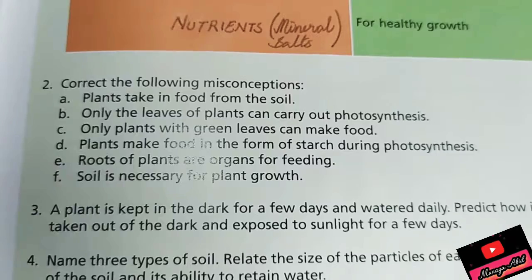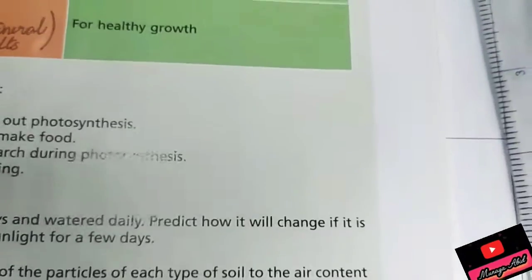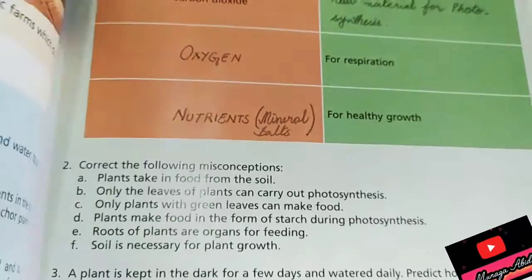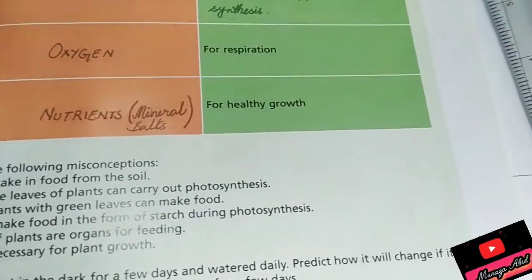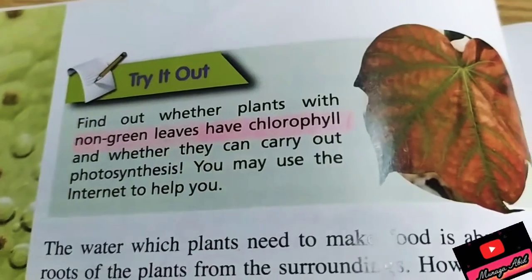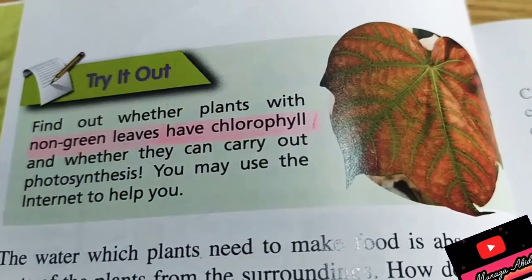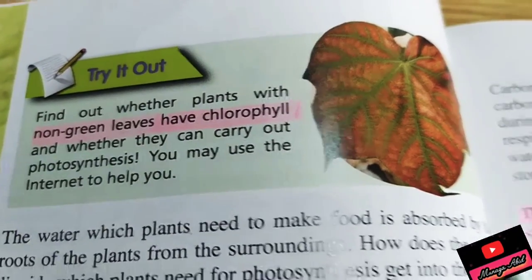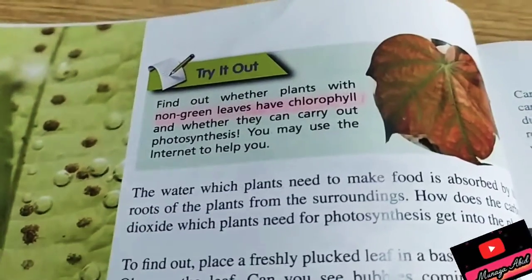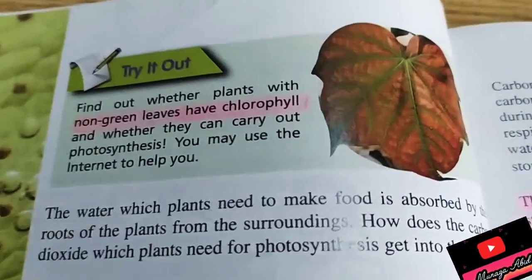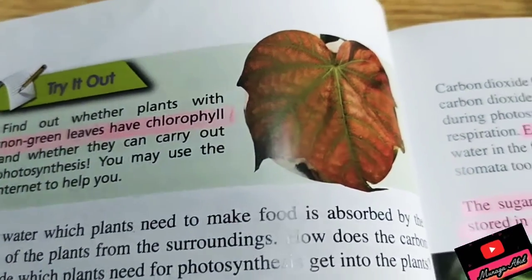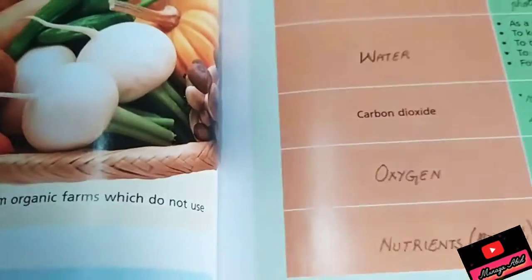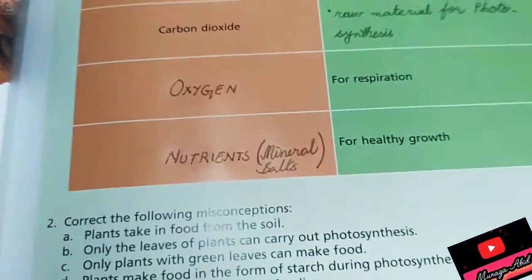Only leaves of plants can carry out photosynthesis. It's wrong, as on page number 57. We are going back to page number 57. At the top they are showing that non-green leaves have chlorophyll. Find out whether plants with non-green leaves have chlorophyll. So non-green parts of plants can do photosynthesis. Some chlorophylls are of different colors. They are purple, they are bluish. So they are called non-green plants, and they can also do photosynthesis.